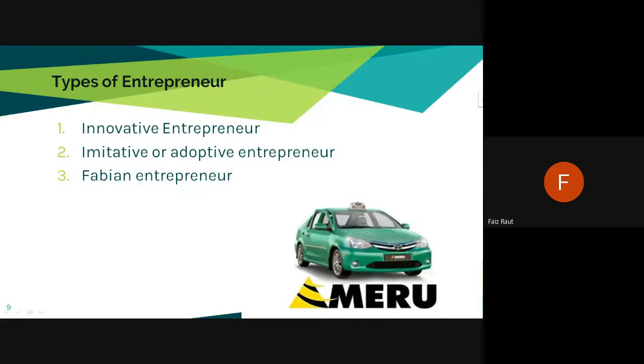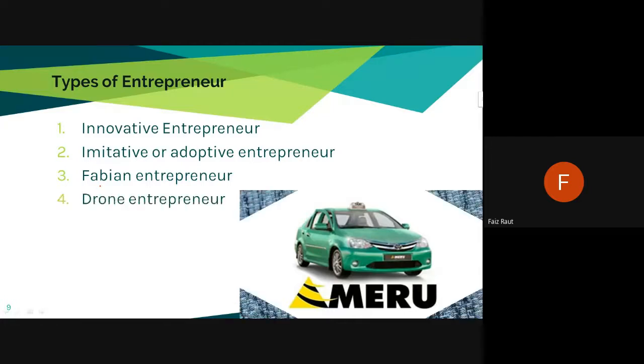They are still working on improvising their services, but they were very reluctant and not that proactive to adopt new technology. So Fabian entrepreneur is one who is very lazy, not at all proactive. They don't even adopt what the innovative entrepreneur has done. They are very lazy and relaxed.